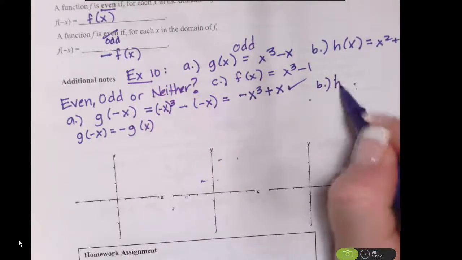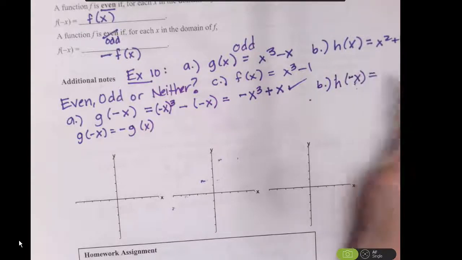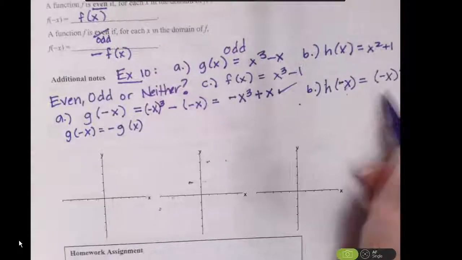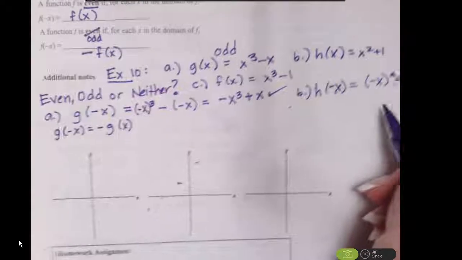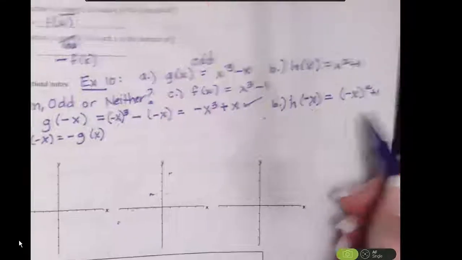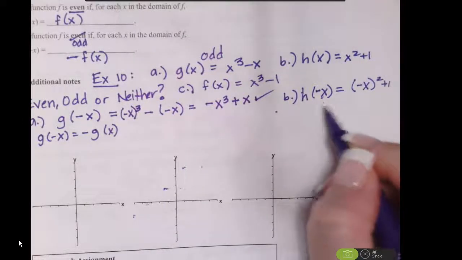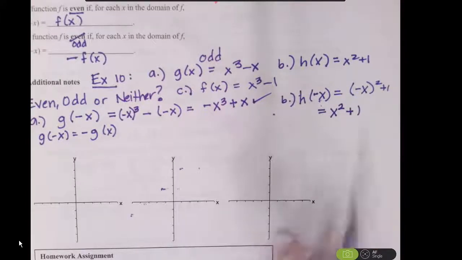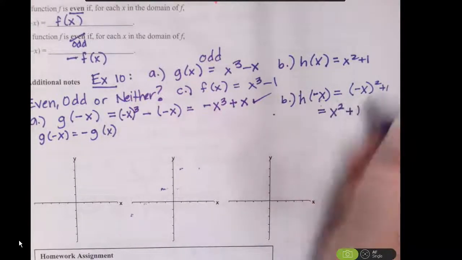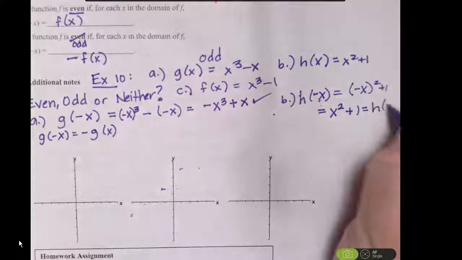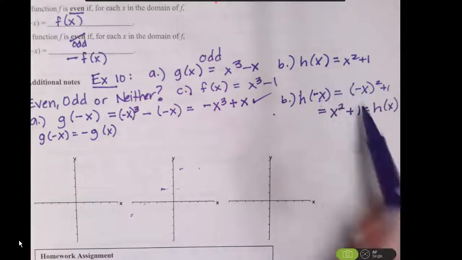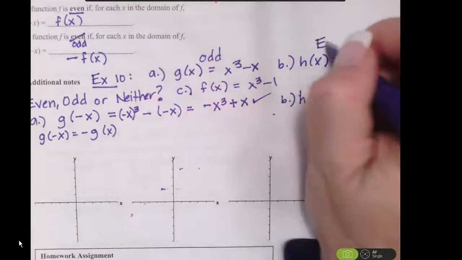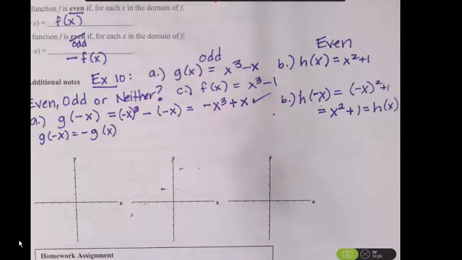To look at h of x, I'm going to plug in h of negative x. I'm going to substitute it, negative x squared plus 1, and when I do all my algebra and simplify everything, I get negative x squared is just the same, x squared, and then plus 1 doesn't really change. So here I get h of negative x, it's equal to the original, and so when that happens, that's when we have an even function.